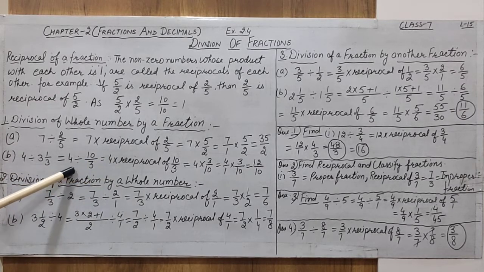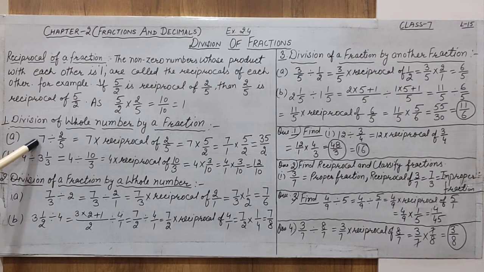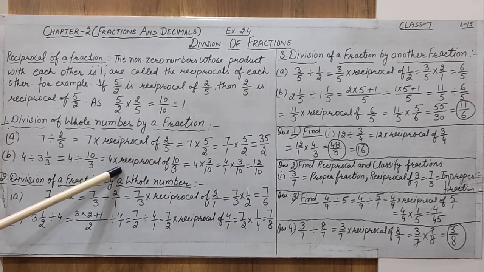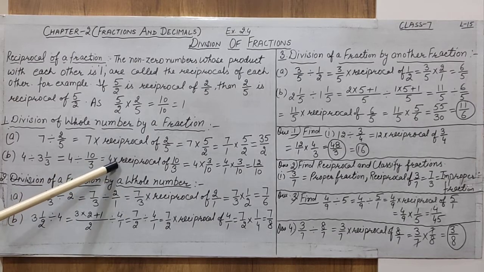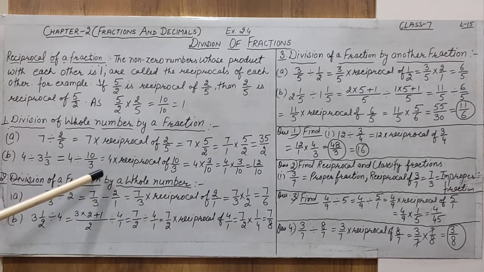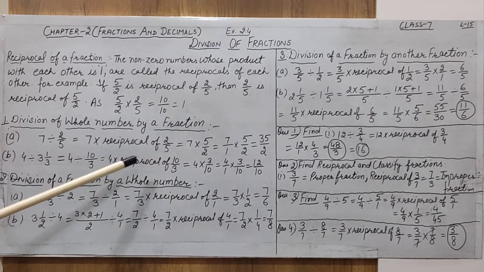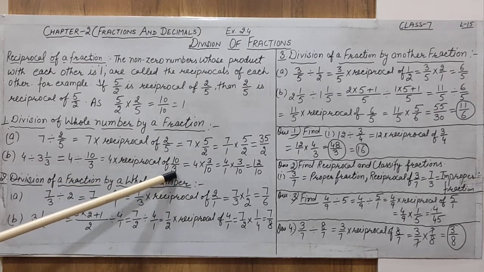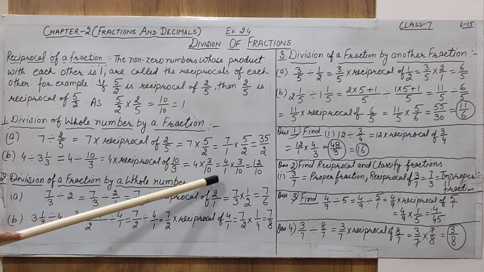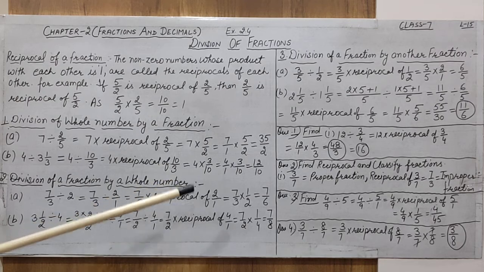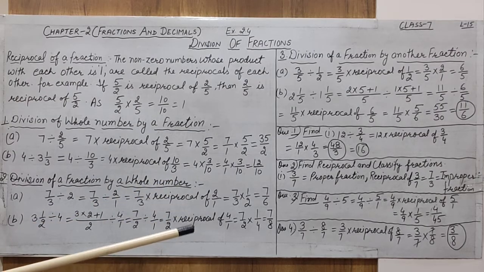Now the process is similar to what we have done in the first question. So what do we have to do? Change the division sign into multiplication and multiply with the reciprocal of 10 by 3, that is the given fractional number. Its reciprocal is 3 by 10. The numerator is changed into the denominator and the denominator is changed into the numerator.